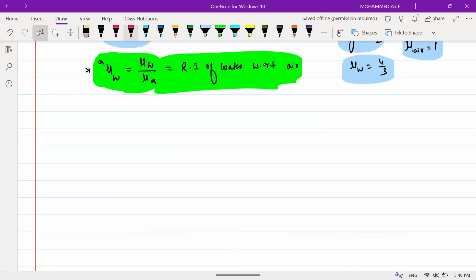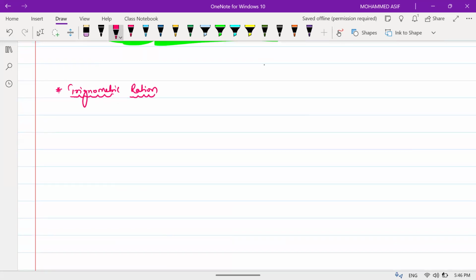Just try to revise the trigonometric ratios fast. Trigonometric ratios. Okay. I'm taking the triangle here, see.